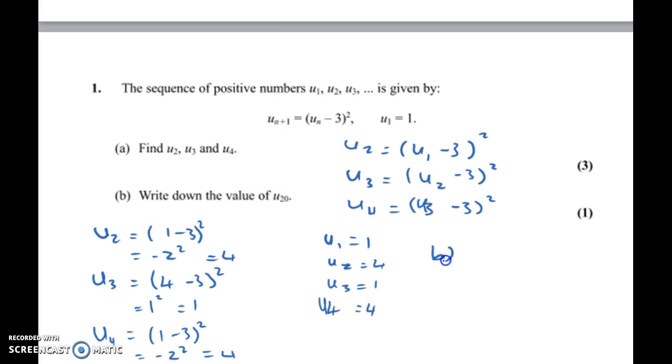So part B, it asks for u20. Clearly you don't need to go all the way up to u20. u20 is an even term, so it must be 4.